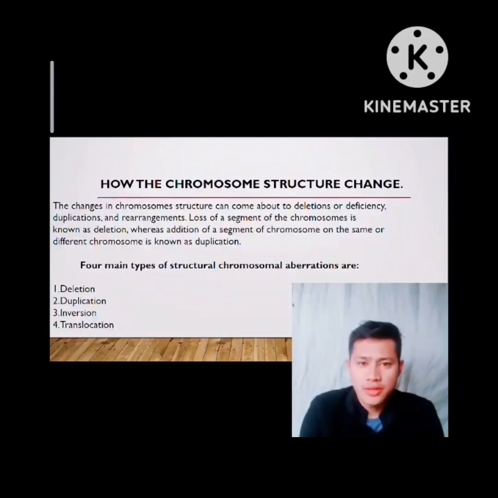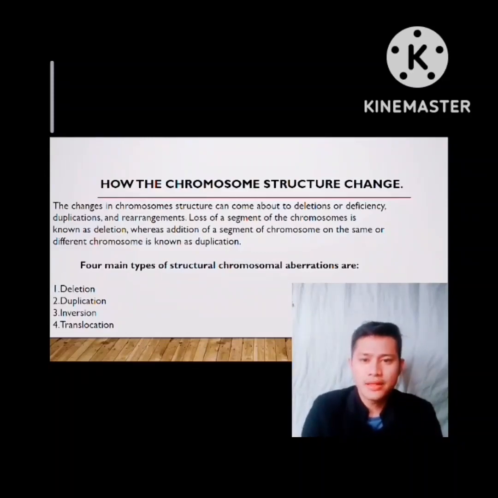How the chromosome structure changes. So the changes in chromosome structure can come about through deletions or deficiency, duplications, and rearrangements. So loss of a segment of the chromosome is known as deletion, whereas addition of a segment of chromosome on the same or different chromosome is known as duplication. So if loss of a segment, it is a deletion, but if addition of a segment, it is a duplication.